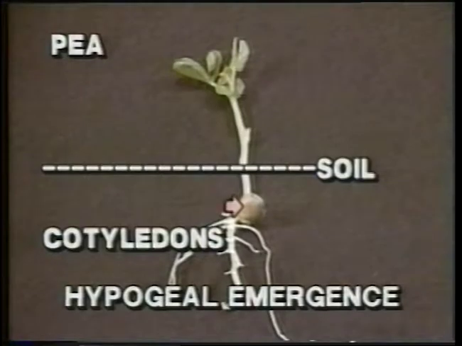In a few of the legume species, such as the pea, the hypocotyl does not elongate. Instead, it has hypogeal emergence, in which the cotyledons remain where planted.